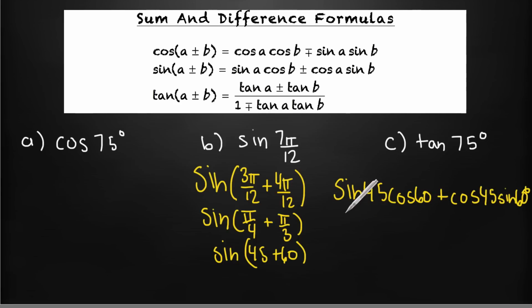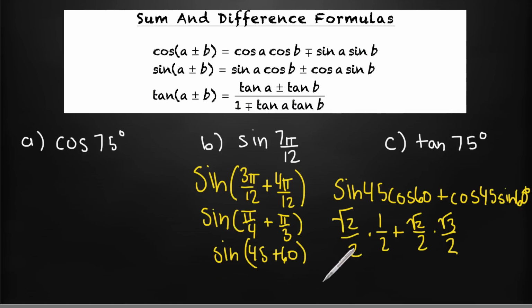All right, so we're going to just figure out our unit circle values here. Sine of 45 is root 2 over 2. Cosine of 60 is 1/2. Cosine of 45 is root 2 over 2. Sine of 60 is root 3 over 2. And so we're going to end up getting something that looks similar to the answer we got before. It's going to be root 2 times 1.